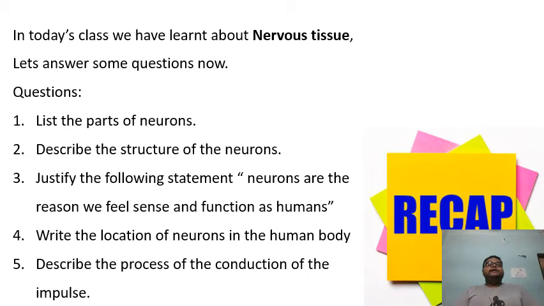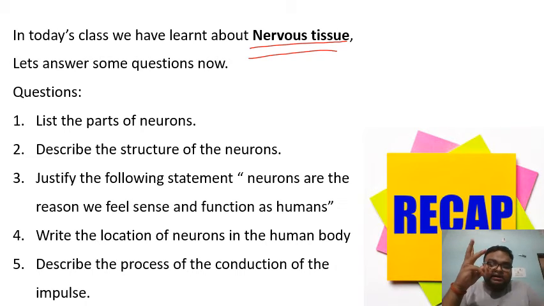So, in our today's class, what have we learned? We have learned about nervous tissue, right? And so, let's answer some of the questions. So, what are the parts of neurons? What are the parts of the neurons? So, the parts of the neurons are first cell body, second dendrites, and third is what? Third is axons. Okay. So cell body, dendrites, and axons.